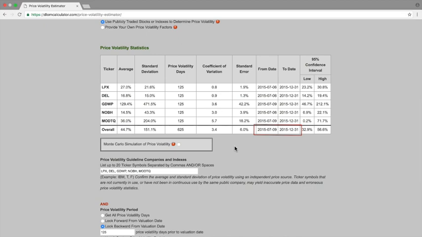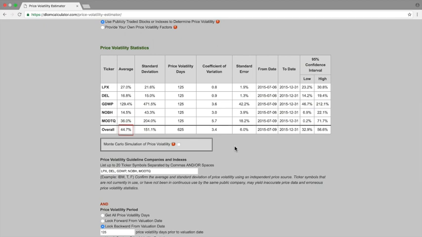Some of the observations that come from this retrospective view of price volatility include: GDWP price data is now the most volatile stock in the guideline group. It had an average price volatility of 129.4% during this time period. It was also highly dispersed with a standard deviation of 471.5% and a coefficient of variation of 3.6.